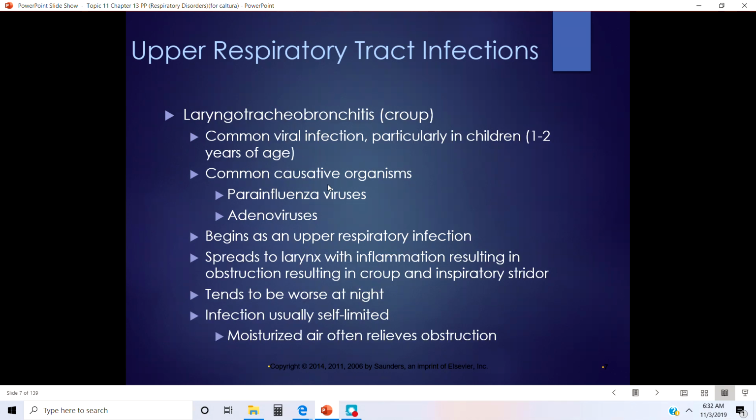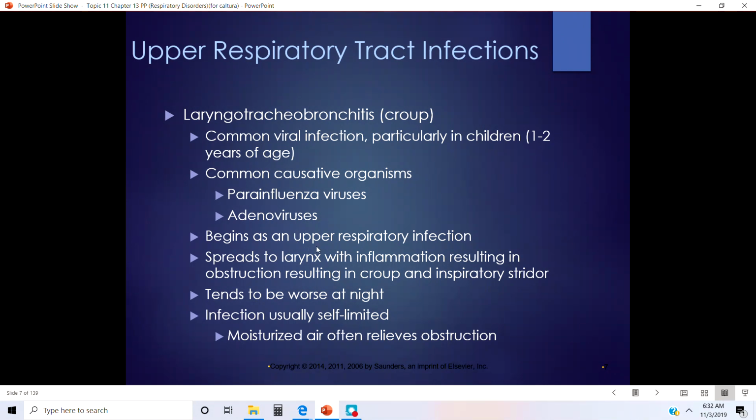So the next upper respiratory tract infection, what we commonly call the croup, but you can see here the medical name is laryngotracheobronchitis. So obviously it's going to be affecting the larynx, the trachea, and even the bronchi. This is a very common infection. It's a viral infection in children 1 to 2 years of age, and the virus is the parainfluenza virus and the adenovirus. The adeno group here, the adenovirus also causes the common cold.